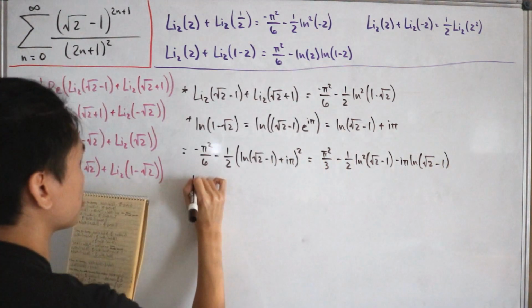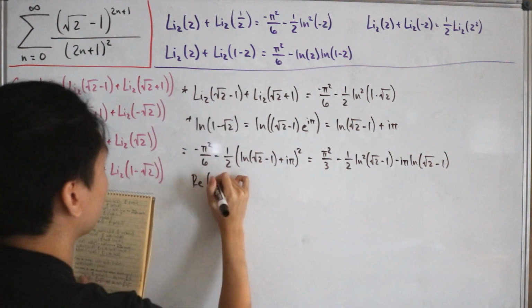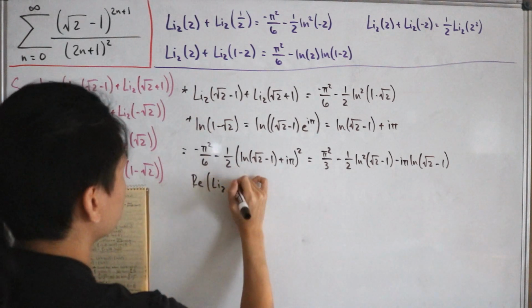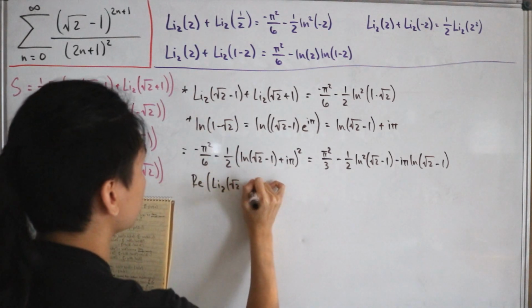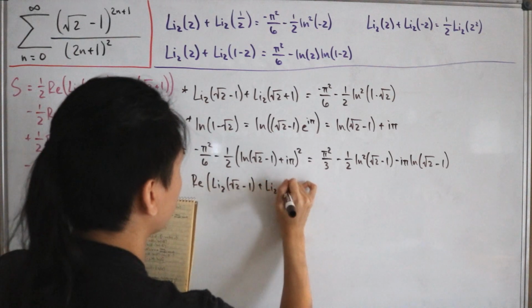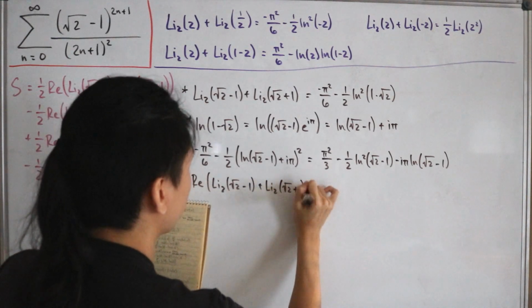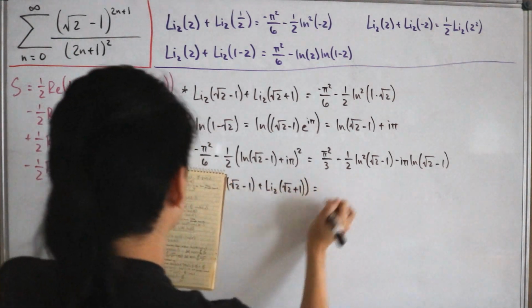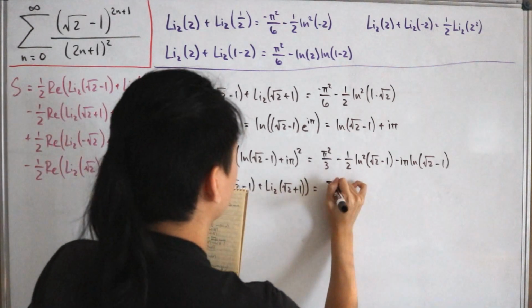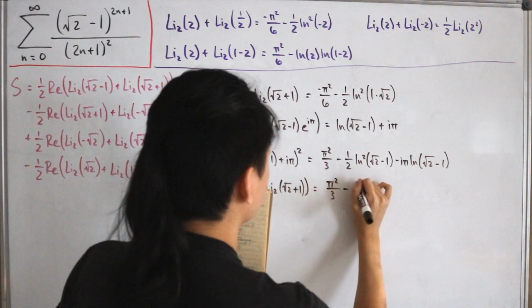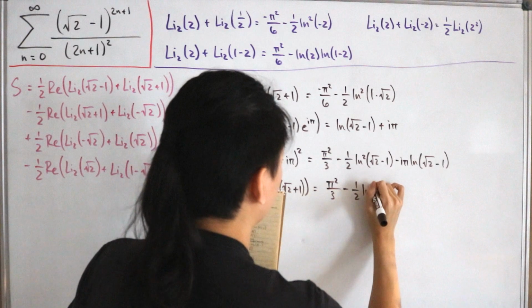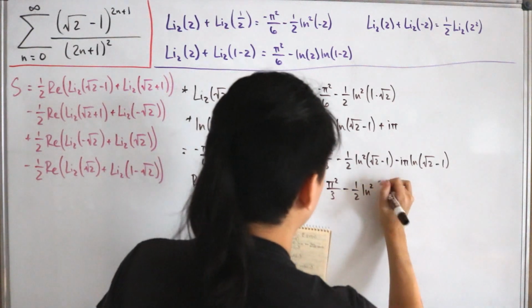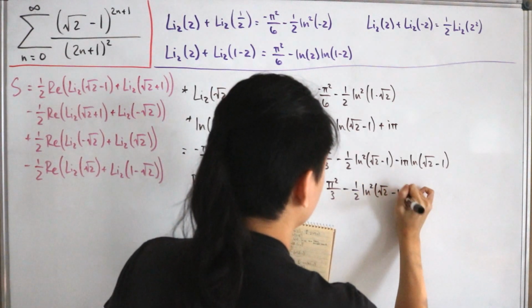And so therefore, if I just take the real parts, so the real part of our first line, the dilogarithm of the square root of 2 minus 1, added to the dilogarithm of the square root of 2 plus 1, then this is just taking the real part, therefore that's equal to pi squared divided by 3 minus 1/2 times the natural log squared of the square root of 2, subtract 1.